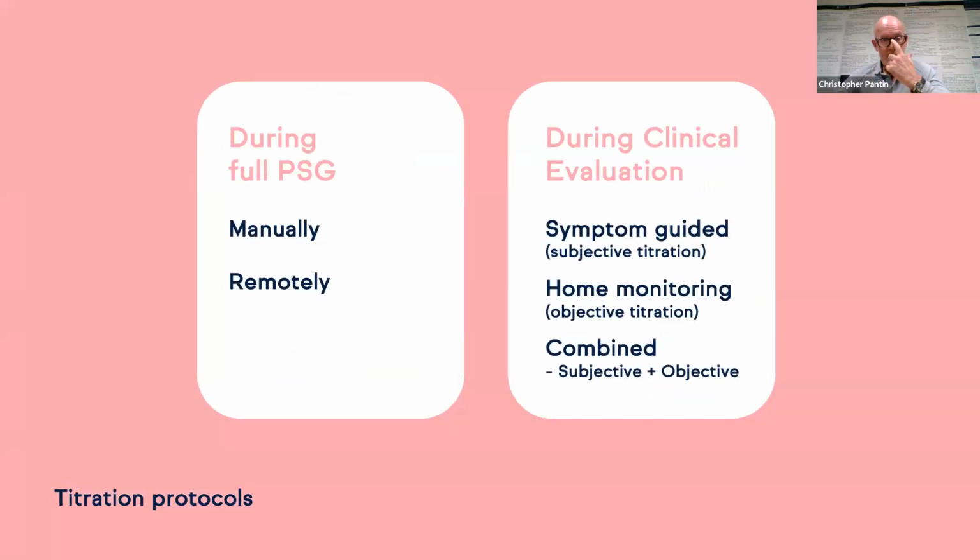So we're just going to have a look at a few of the options of titration. So this is looking at titration during polysomnography, either manually or remotely, and during clinical evaluation, symptom-guided, home monitoring, and the two combined. So home monitoring could be a pulse oximeter, symptom-guided would be sleepiness and those scores such as that. How many times you go to the toilet, partner report, all those more subjective things.